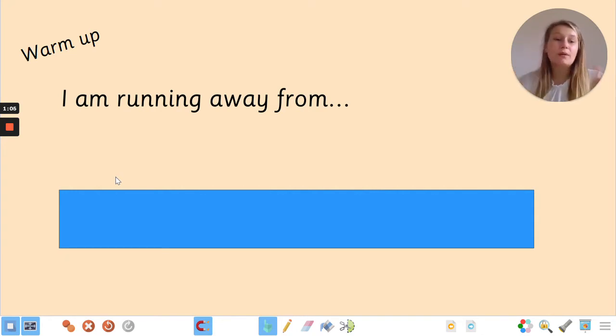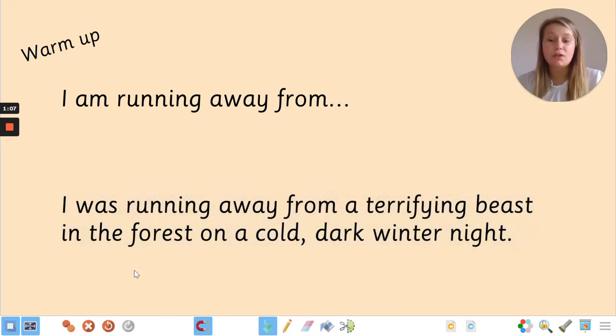Super. Okay, so you could have come up with loads of different ideas. I'm just going to show you the sentence that I came up with. So I have written, I was running away from a terrifying beast in the forest on a cold, dark winter night. So I went for a scary sentence. But the thing that's really important is that I changed I am to I was, and I kept that ing ending for my verb to run. Okay, so my sentence has changed from the present progressive form to the past progressive form. Good job, guys. I'd love to see those sentences being sent in.